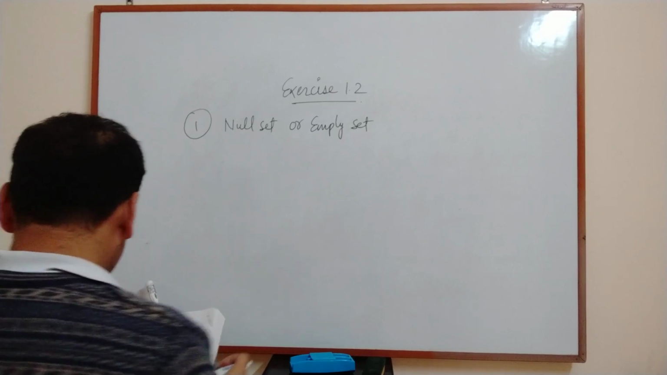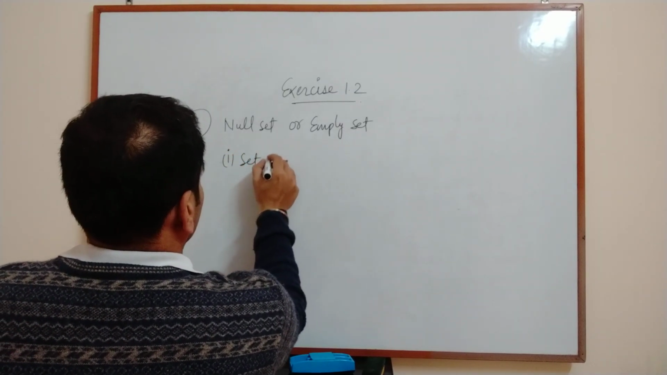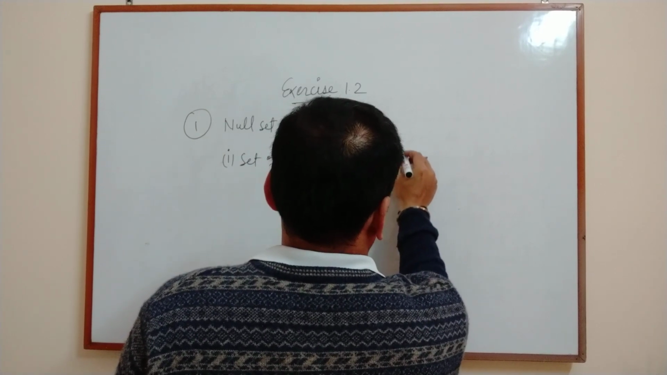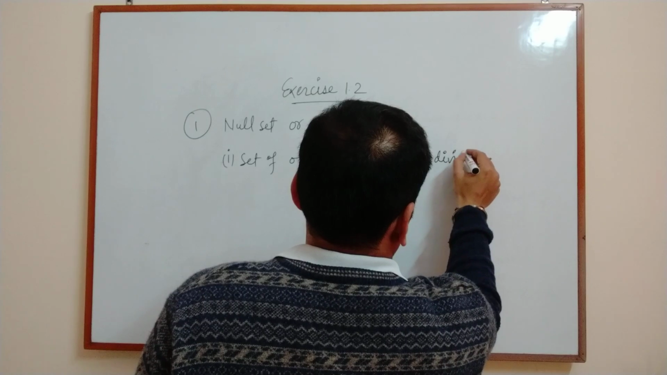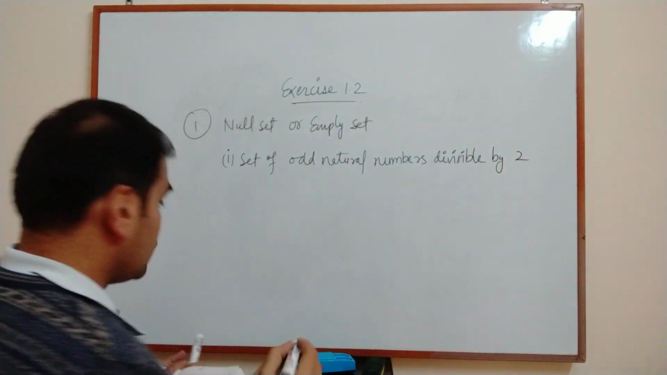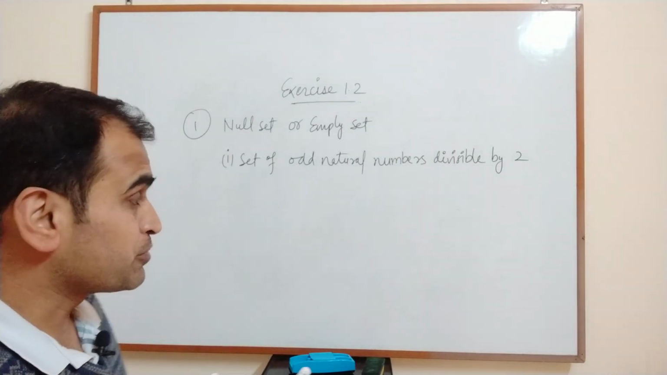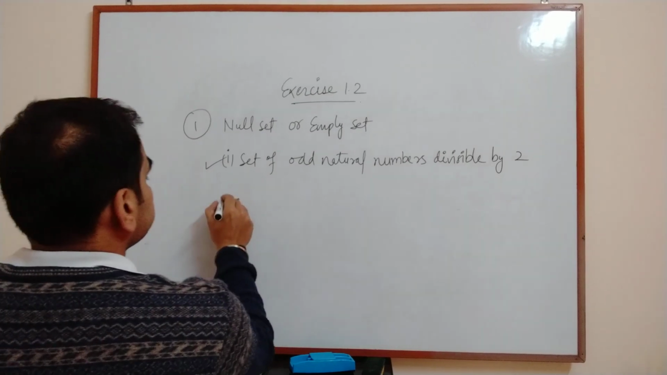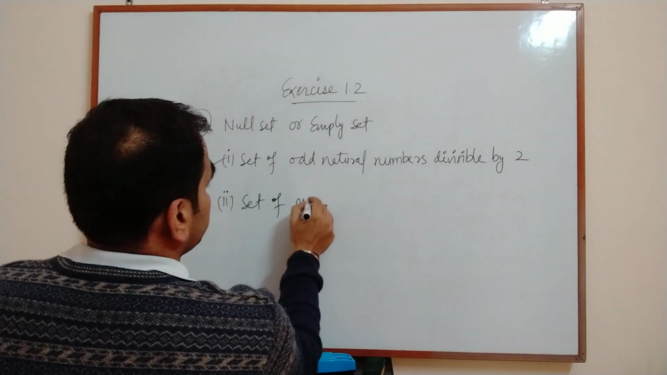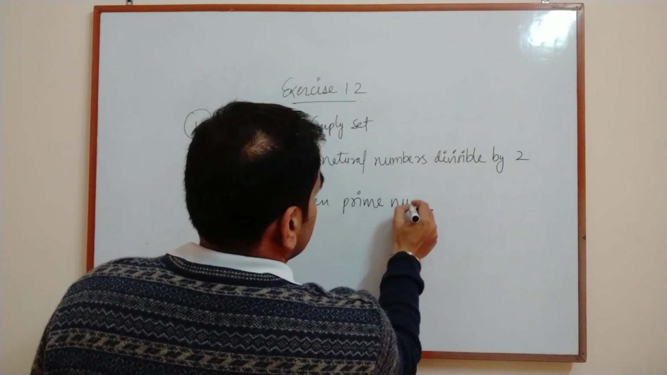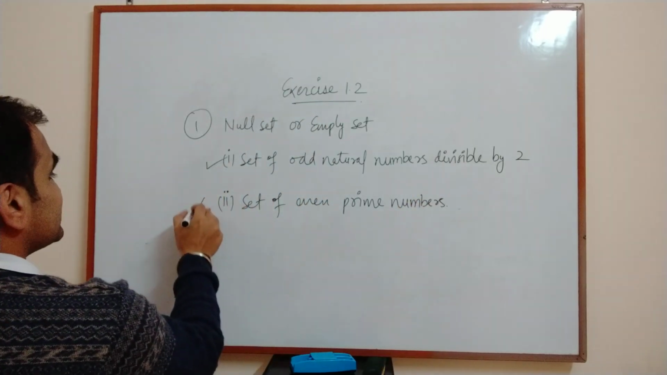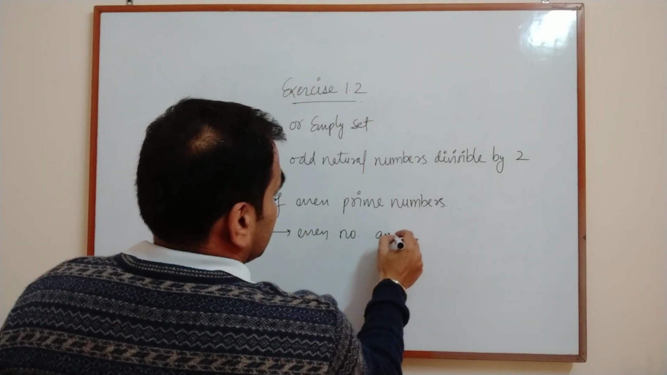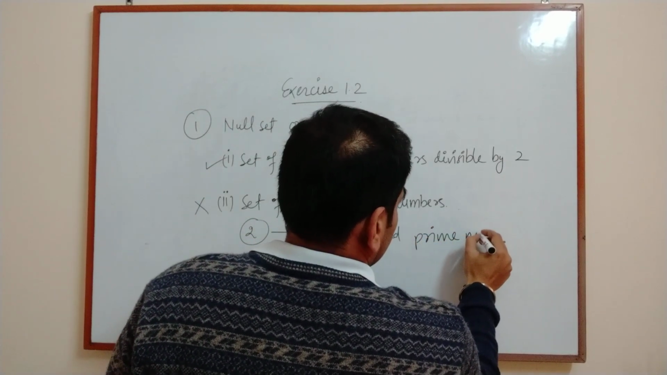The first one is the set of odd natural numbers divisible by 2. There is no natural number divisible by 2 that is odd, so this set is an empty set. The first one is a null set. Next, the set of even prime numbers. This is not an empty set, not a null set, because we have 2, which is an even number and a prime number as well.